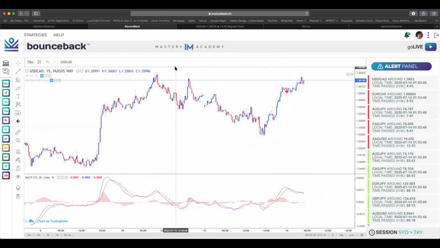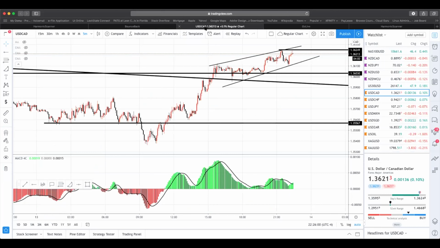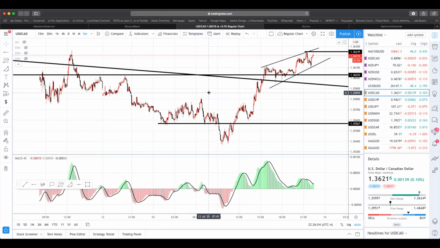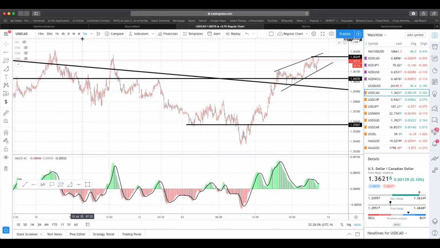Is there a reason why Bounce Back doesn't work like the Harmonic, where it allows you to save your chart? That's just programming. That's all it is. Me personally, like I said, I like charting in my own stuff. So if I need to see it, I just feel comfortable charting in my own TradingView.